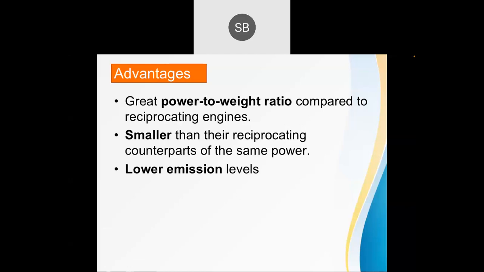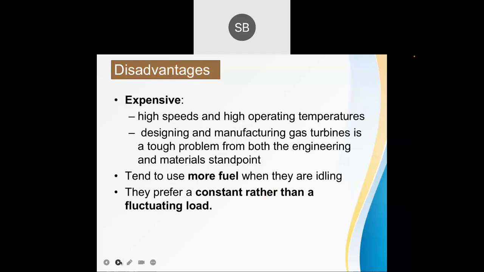Because the combustion carried out inside the combustion chamber is full combustion. There is very little unburned hydrocarbon in the exhaust gases. The air availability, that is the oxygen available for combustion, is sufficient, so complete combustion takes place, and because of that, the emissions are lower in this type of turbine.